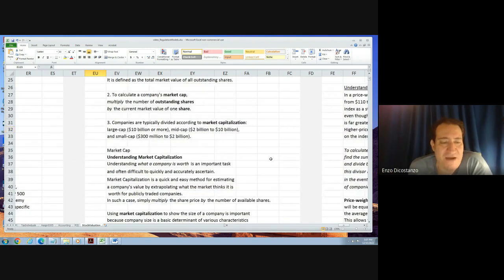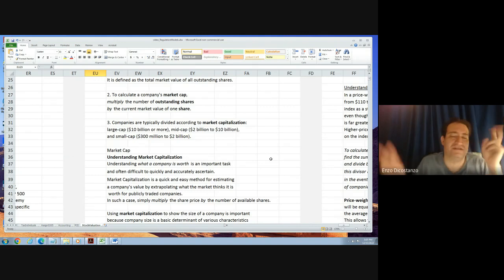So anyhow, what a company's worth is an important task, and you're valuing the debt part and you're valuing the equity part. That's the confounding thing about it. And the stock market, it's not as plain and simple as that.